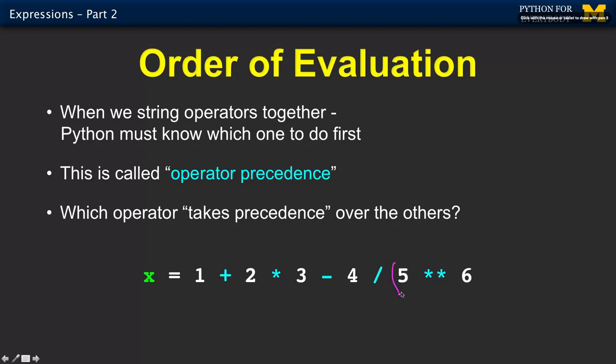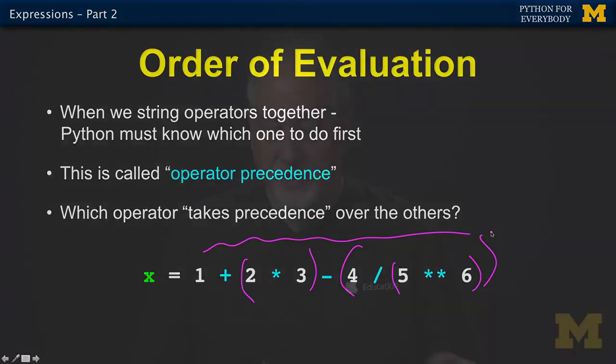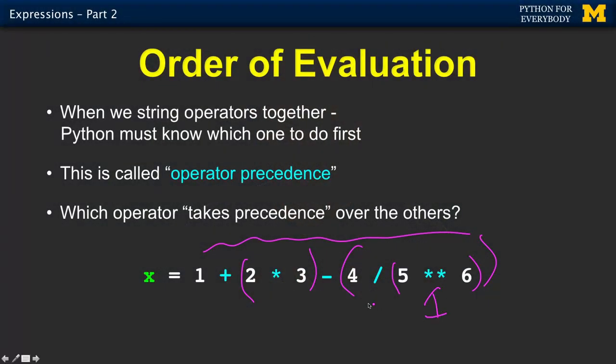So I'd say 5 to the 6th power goes first, then this 4 divided by that goes next, then this 2 times 3 goes next, and then we evaluate the rest of these things left to right. So I just added the parentheses that are the same. This is exactly the same as what it would be without the parentheses, because this happens first, this part here happens second, this happens third, and then all this other stuff happens fourth. So there's an order. But we're going to teach you what the order is if you weren't going to use parentheses.